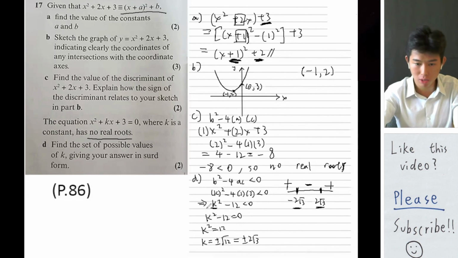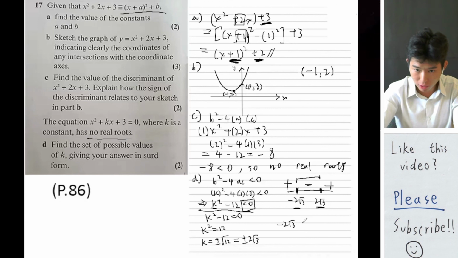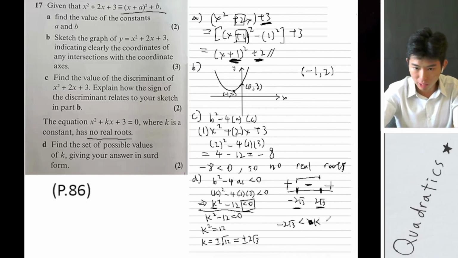Okay, back to this question here. They want us to find the set of values that is smaller than 0. So all they want is the negative sign, all the values with negative sign, negative numbers. And all we know is the range between minus 2 root 3 and 2 root 3. So the final answer would be minus 2 root 3 smaller than k, and k would be smaller than 2 root 3, and that would be the answer.